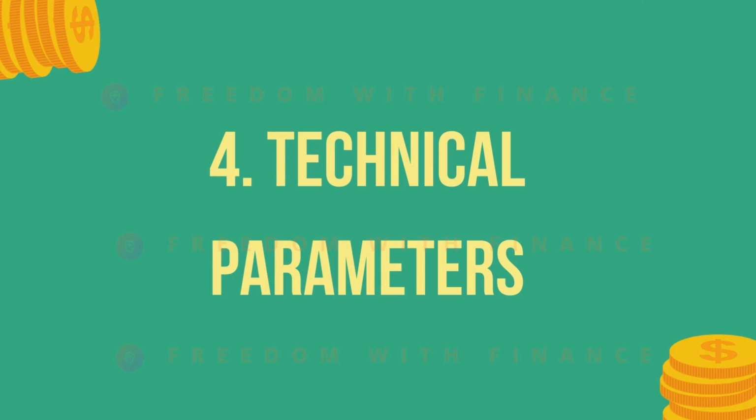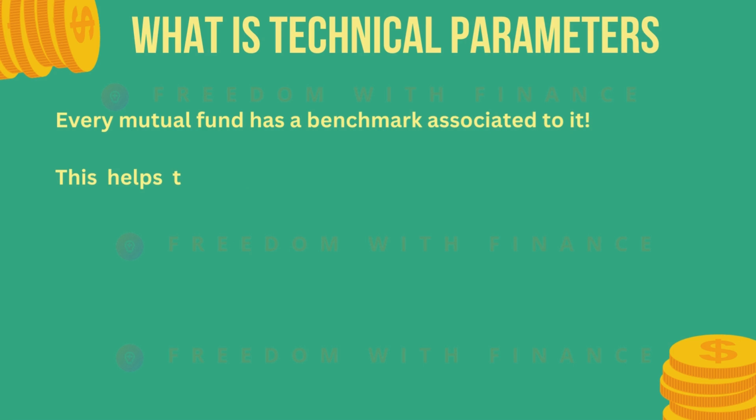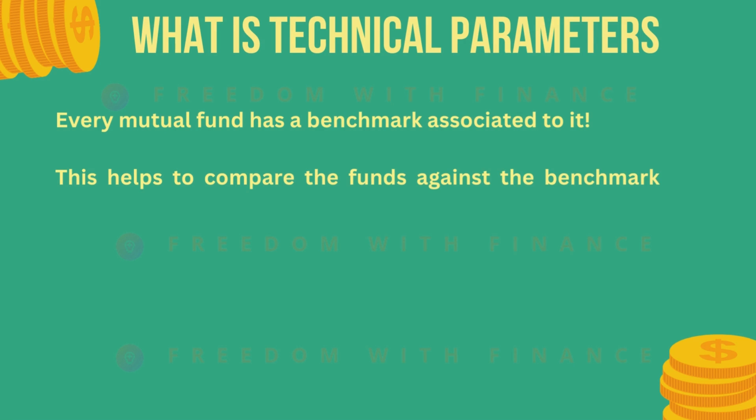So technical parameters are more about how the fund has been performing against the benchmark. You need to understand that every mutual fund, when it's created, has a benchmark associated with it. So even if it's a large cap fund, investing in all the large cap companies, you will have a benchmark index that it's always tracking against, right? To assess whether it's performing better than the index and how much better, etc. And the technical parameters come from that comparison, right?